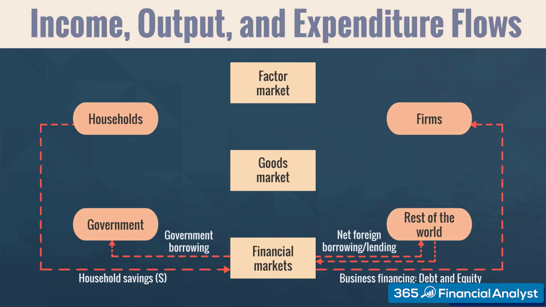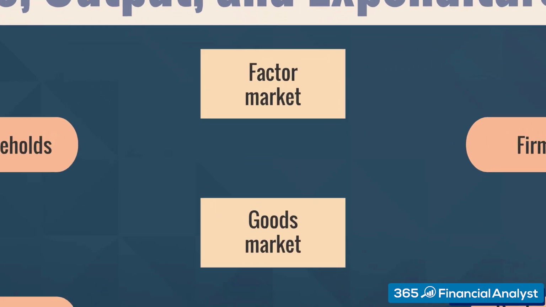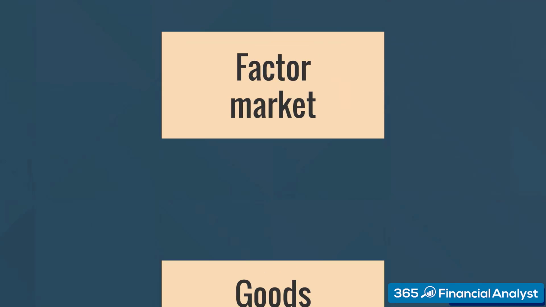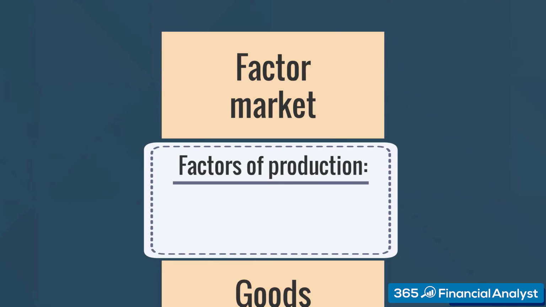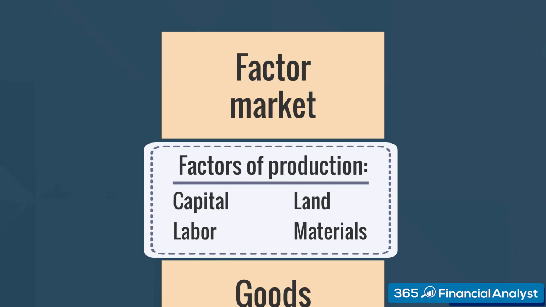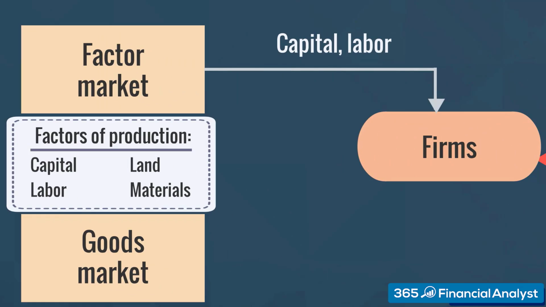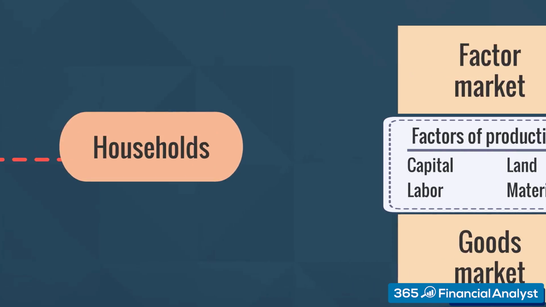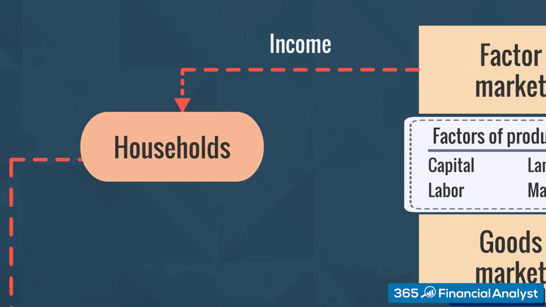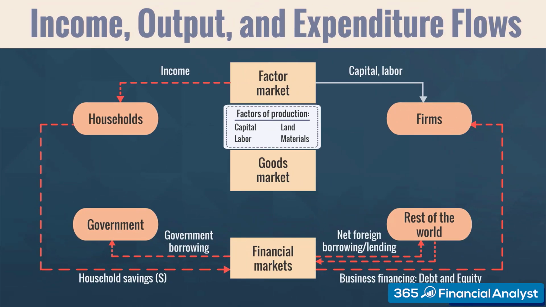Good. Next, let's focus on the market for factors of production. Households and firms are the major players there. And what are the main factors of production? Do you remember? Yes, that's right. Capital, labor, land, and materials that are used in the standard manufacturing processes. As a result of firms' operations, income is generated and part of it flows back from businesses to individuals or back to households in the form of salaries paid.